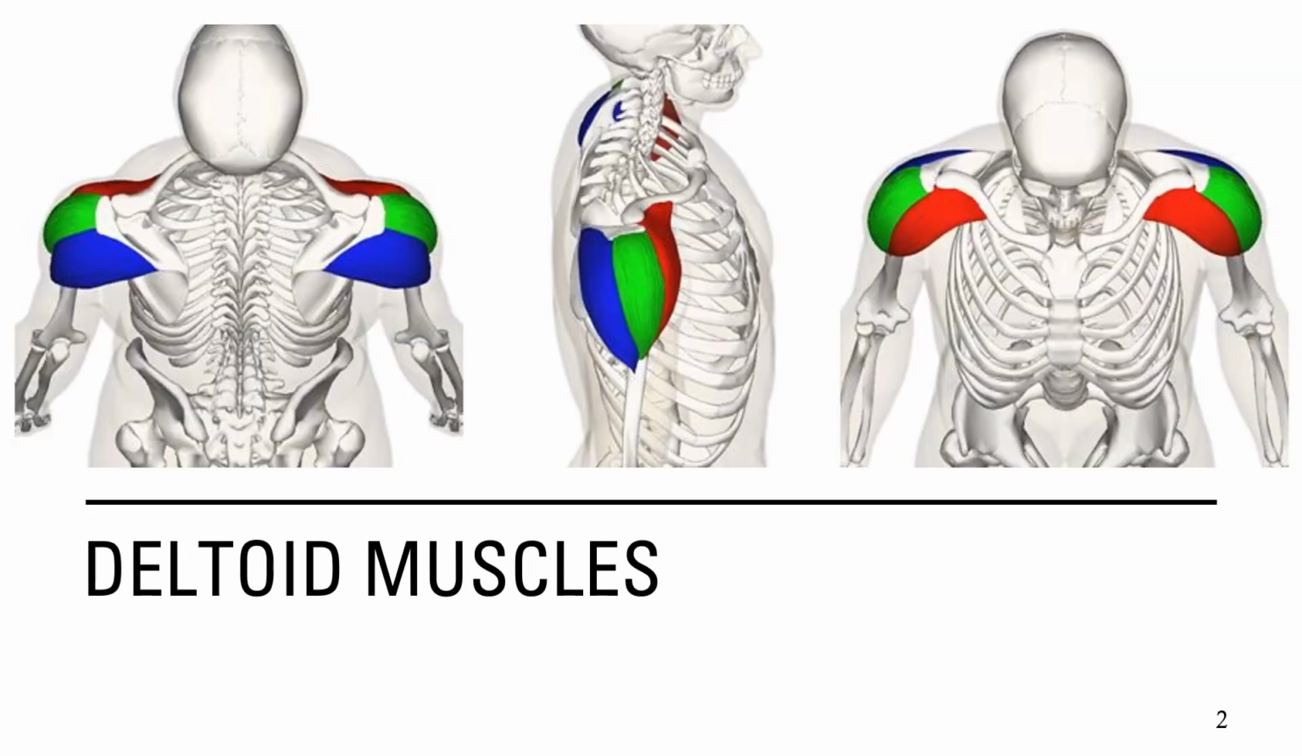So let's talk first about their action, beginning with the anterior deltoid. The action is going to be shoulder abduction, flexion, internal rotation, and horizontal adduction. The middle, or the lateral, I'm going to call it middle. The middle deltoid is going to do shoulder abduction, and then the posterior deltoid is going to do shoulder abduction, extension, external rotation, and horizontal abduction.